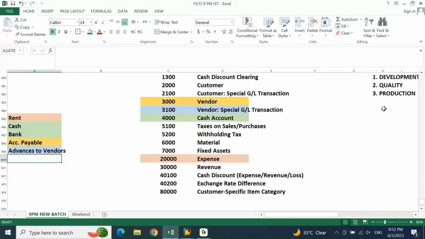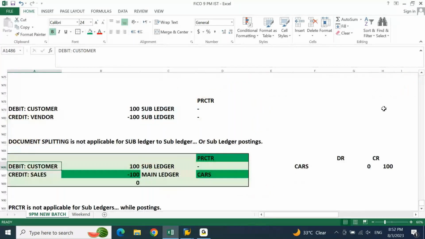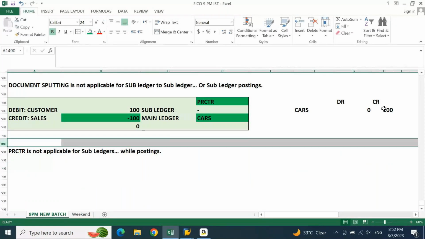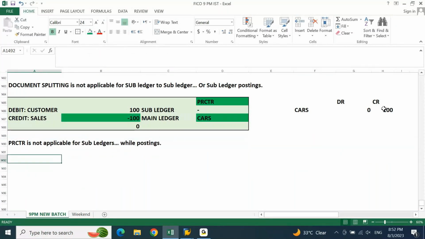Once these are properly assigned, that is where your splitting is going to work in the system. Now your document splitting is going to have different functionalities. Now, Sir, one question. Sir, why is profit center not applicable for subledgers? I'm writing it now.